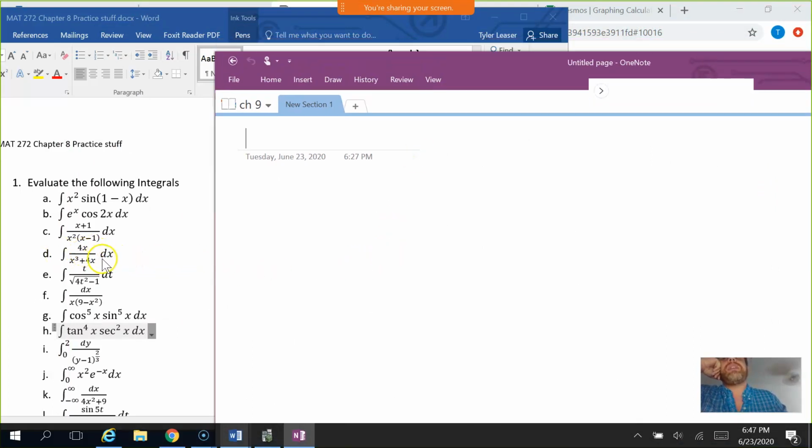D is really something kind of similar. It's a little bit different because an x will just cancel out from top and bottom. I guess we should do, all right, let's just do this one real quick. So integral 4x over x cubed plus 4x.